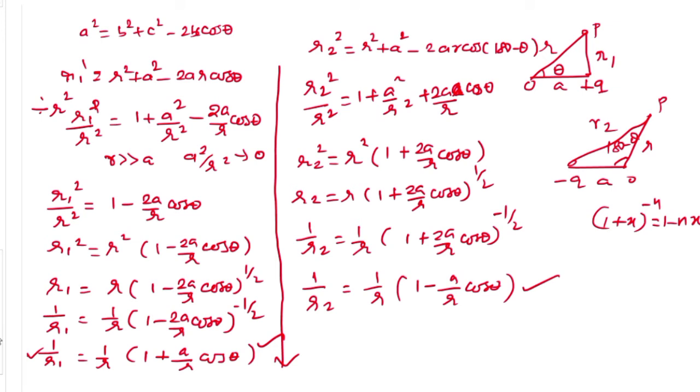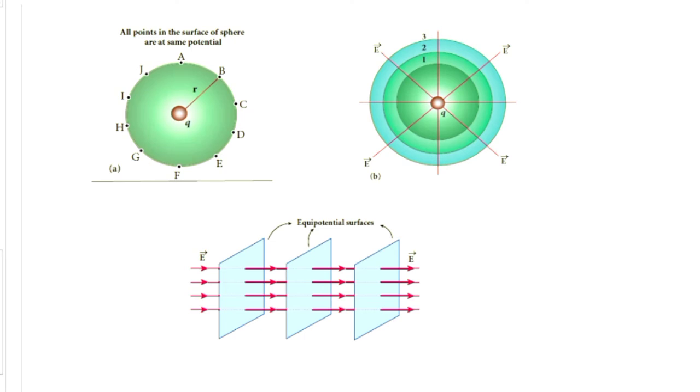ஓகே, ஸோ திஸ் இஸ் வாட் வி ஹேட். அண்ட் வெரி இம்பார்ட்டண்ட் 2 மார்க் கொஸ்டின் என்ன கேட்பாங்கன்னா, இந்த ஈக்குபொட்டன்ஷியல் சர்ஃபேஸ்னு கேட்பாங்க. What is equipotential surface? ஈக்குபொட்டன்ஷியல் சர்ஃபேஸ், வெரி இம்பார்ட்டன்ட் கொஸ்டின்.